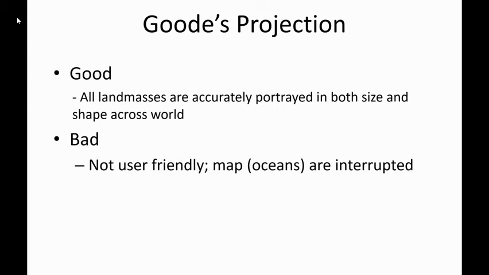This is what's called an interrupted map, and so they have cut out portions of the oceans. But again, the mapmaker didn't really care about that because they are concerned with the landmasses. They wanted the landmasses to be accurate. So the oceans are what get cut out, and therefore it's interrupted.